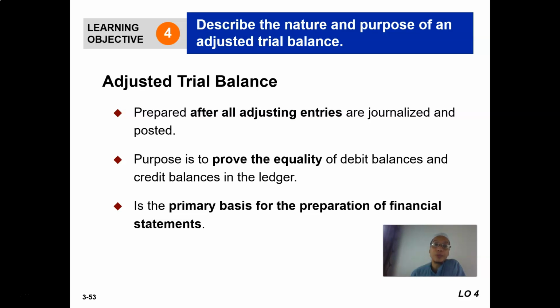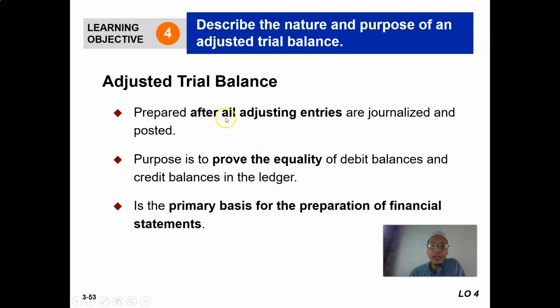The adjusted trial balance is prepared after all the adjusting entries are journalized and posted. And the purpose of the adjusted trial balance is to prove the equality of debit balances and credit balances in the ledger. Before we do the adjustments, we also produce the trial balance with the same objective, to prove the equality of debit balances and credit balances. But after we've done the adjustments, we need to again check for the equality of debit and credit balances by reproducing the adjusted trial balance.